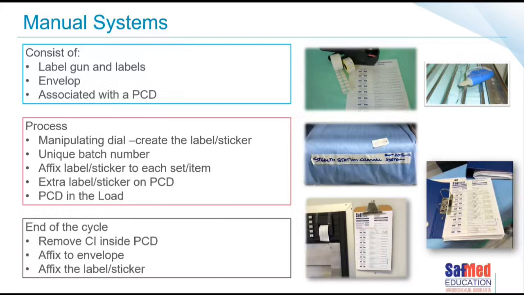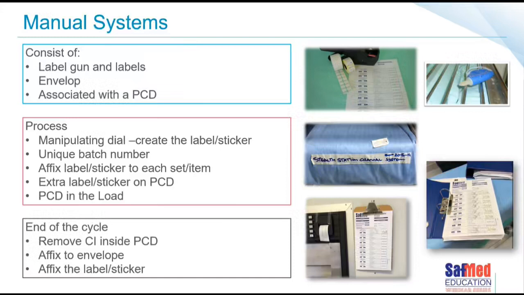With the gun are some consumables: the labels, the envelope, and of course we always associate this with a process challenge device. The advantage of the gun is that there is a dial, as you know, that you can adjust, and using numbers and lettering, you can make unique batch codes.